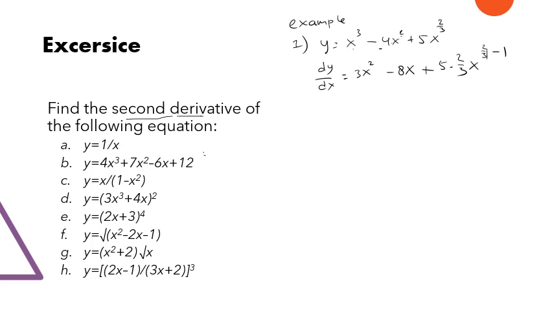Right, I will change this first, so that you can follow me well. 4, 2 goes here, and this 2 minus 1. Okay, so this will be 3x squared minus 8x plus 5 times 2 is 10 over 3, x^(2/3 minus 1), which is minus 1/3. So that is dy/dx, the first derivative.